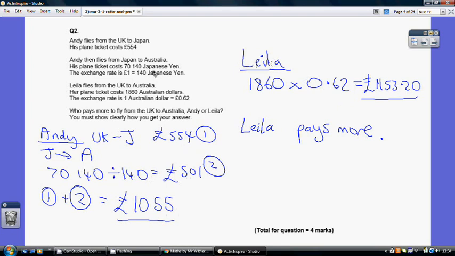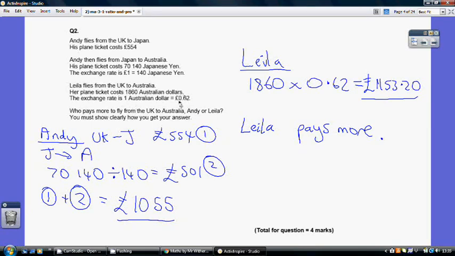Now Layla flies directly all the way from 1860 Australian dollars. Now I need to turn this into pounds, and again you need to have the same thought process. Do I want my final number to end up being bigger or smaller? Well, look at the exchange rate. 1 Australian dollar buys 0.62 pounds, so we need the number to get smaller. Obviously 0.62 is smaller than 1.